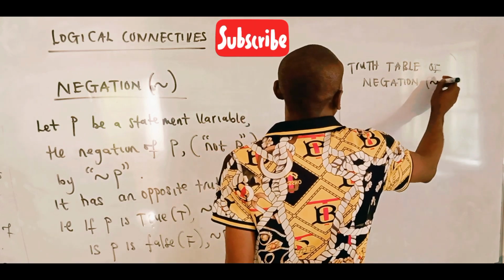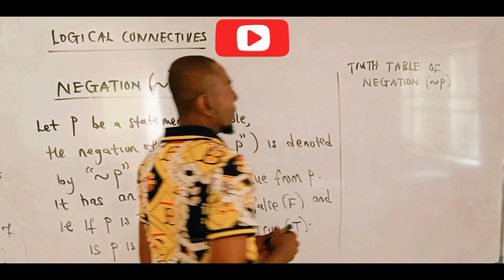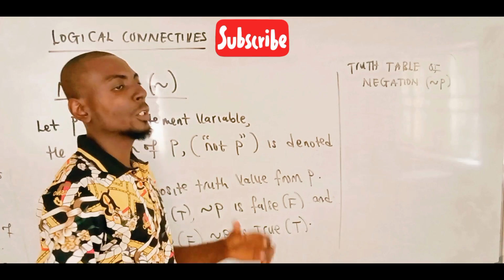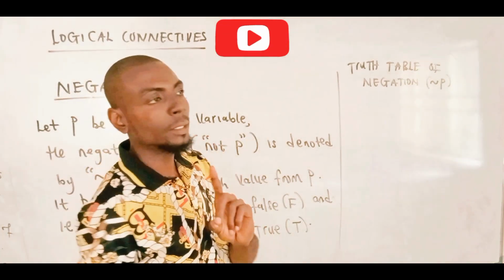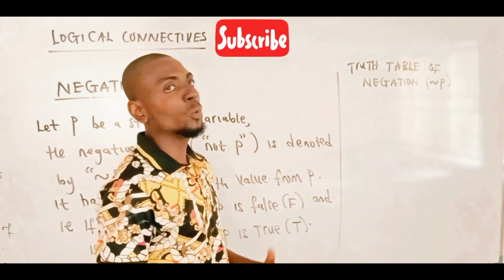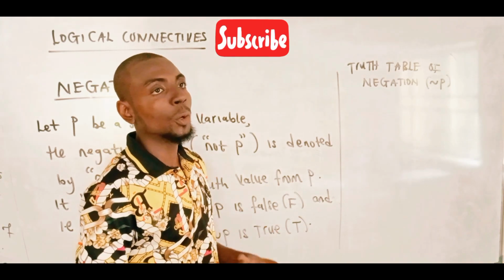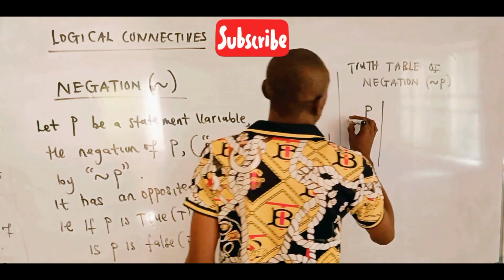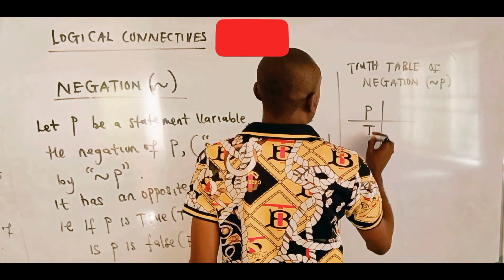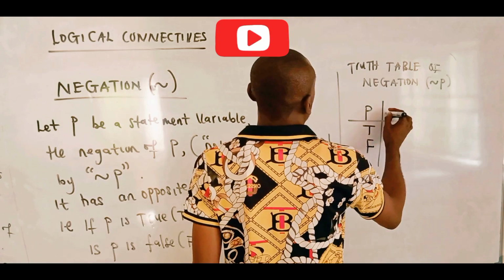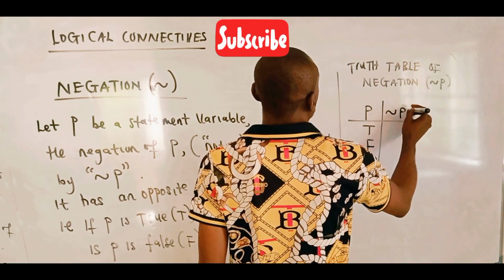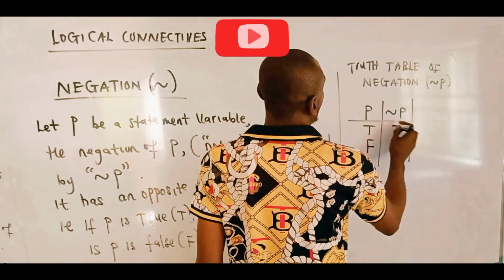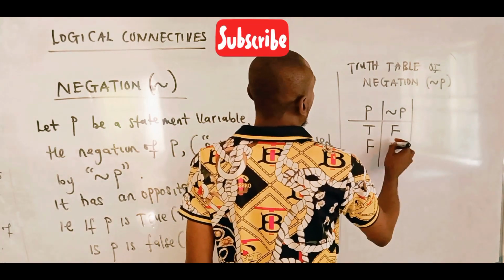Let's say negation P. So the truth table for negation, we have just one statement. So we just have true and false alone. So under column P, we have true, false, and of course negation P. So when P is true, the negation is what? False. When P is false, negation is true.